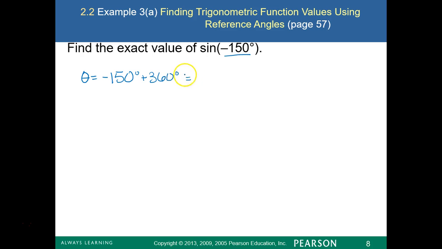And we end up getting 210 degrees. Now 210 degrees, that means these two angles, negative 150 and 210, they're the same angle. They lie in the same quadrant. 210 is between 180 and 270, so this lies in the third quadrant.